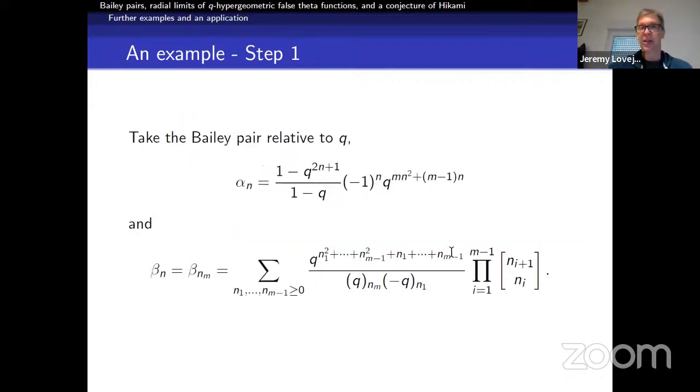Okay, so it's easy to prove that this is a false theta function. I don't need anything fancy. I take this classical Bailey pair relative to q. And when I say classical, I mean it's probably written down somewhere, and it can be obtained with an iteration of the unit Bailey pair, if you know what that means. So something pretty basic. Anyway, this is a Bailey pair relative to q.